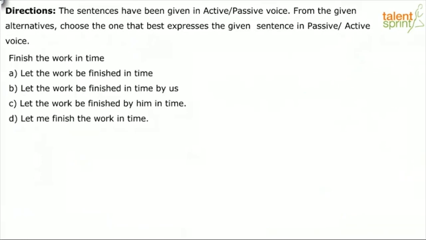So whichever option gives me that, I can safely eliminate it, which is B. And C, by him. Specifically, it's talking about by him. It's not there in the given sentence. And again, D also says, let me finish the work in time. So there's reference made to specific subjects, which is not part of the given sentence. So you can safely eliminate B, C, D and go with A. Let the work be finished in time.